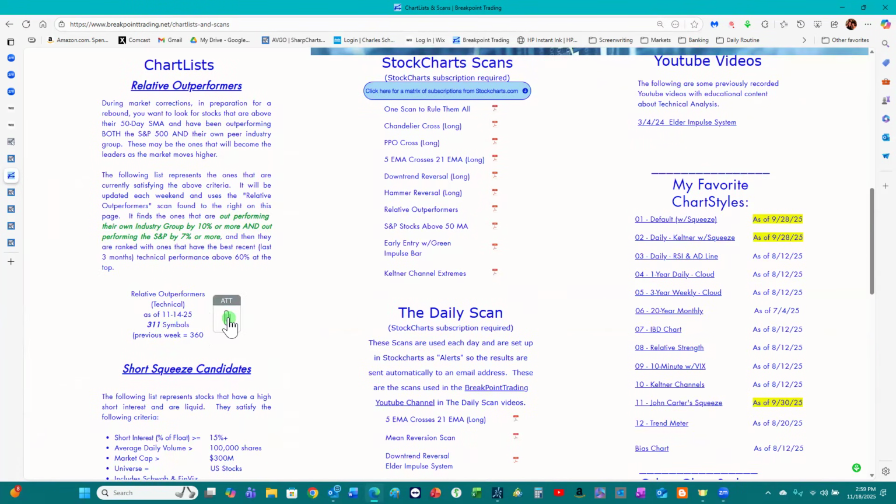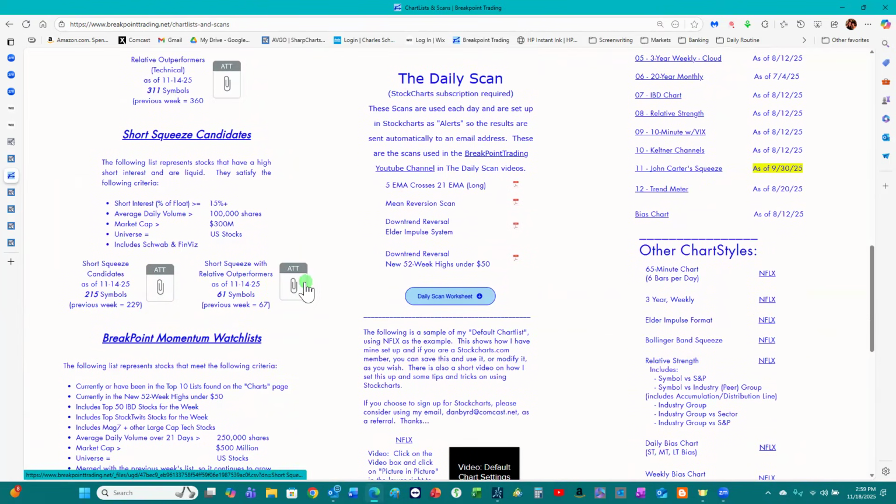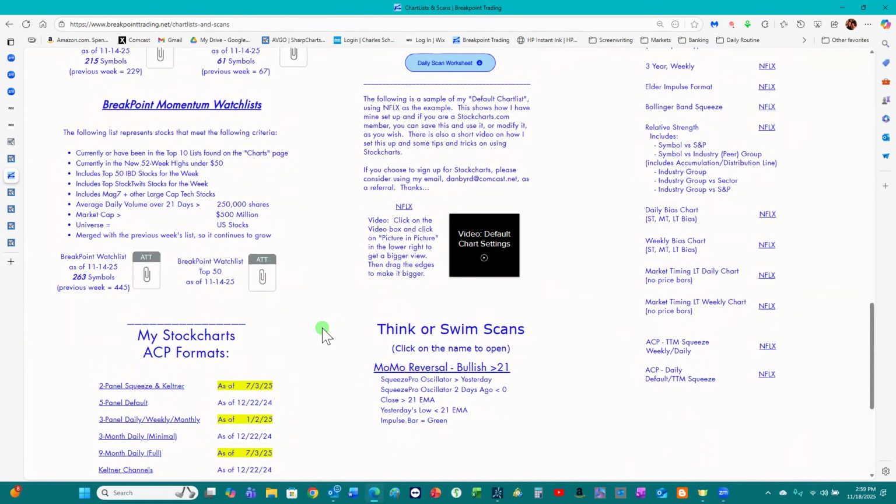You see there's 311 of those this week. I can use the short squeeze candidates if I want to run some scans on short squeezes or just see what they are. This one here is the ones that are short squeeze and relative outperformers. Both, they're in both lists. There's 61 of those. And then down here is the momentum list.